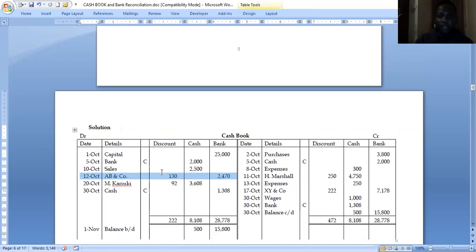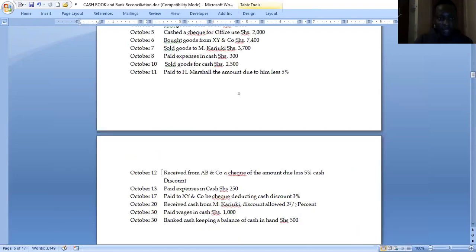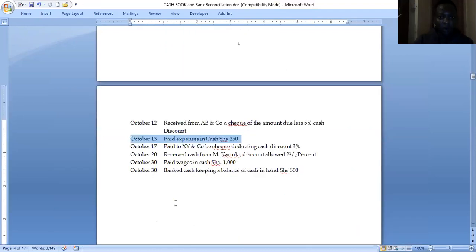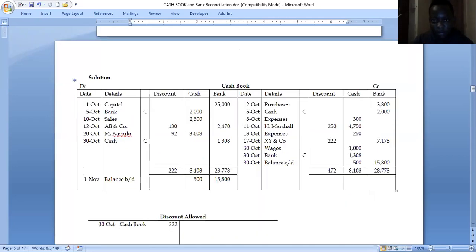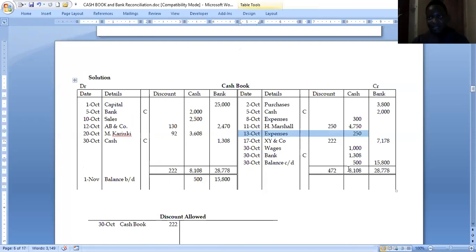Then we move on to the other transaction. On October 13, paid expenses in cash. Which two accounts here? Expenses and cash. Expenses are increasing, cash is going down. So whenever expenses are increasing, we're supposed to debit, so therefore debit expenses account. Cash is decreasing, so therefore we credit cash account. So in our cash book on October 13th, we credit our cash book in the bank column as highlighted there.